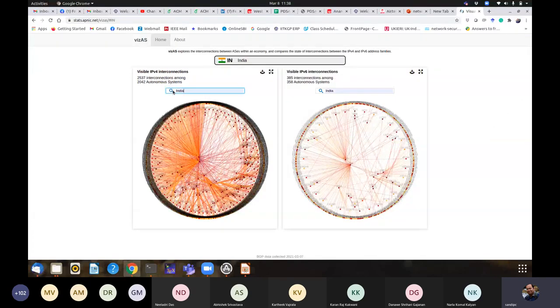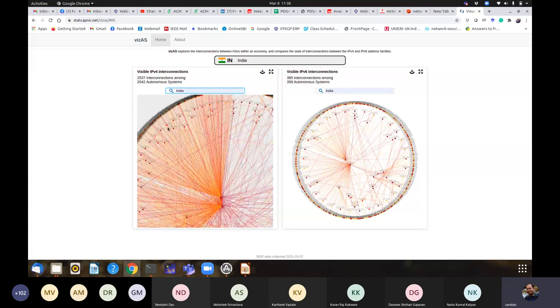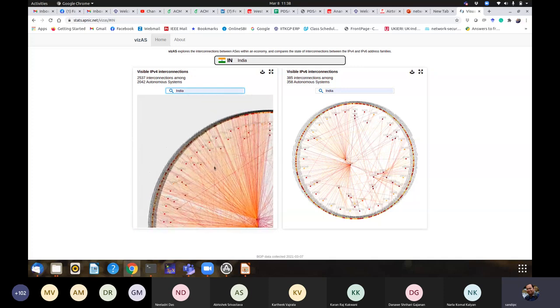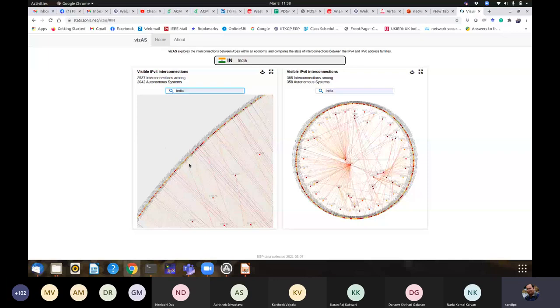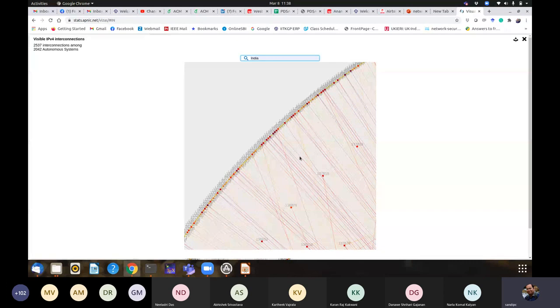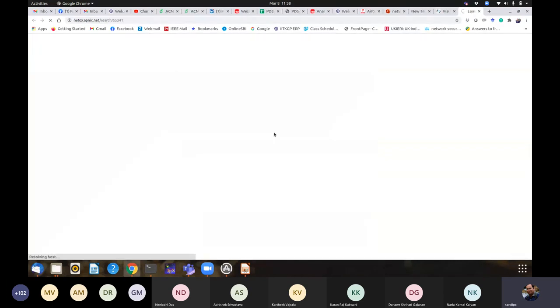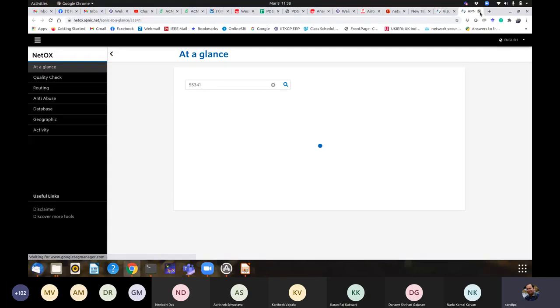This is the autonomous system graph for India. I hope you can see it. If you just zoom in, you can see all these individual autonomous systems here. Now if you click on one of the autonomous systems, it will show you the details about that autonomous system.